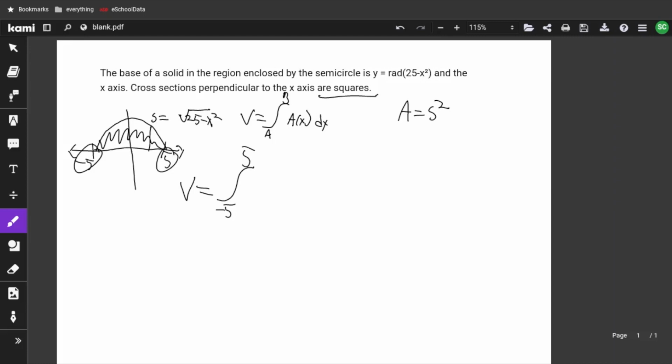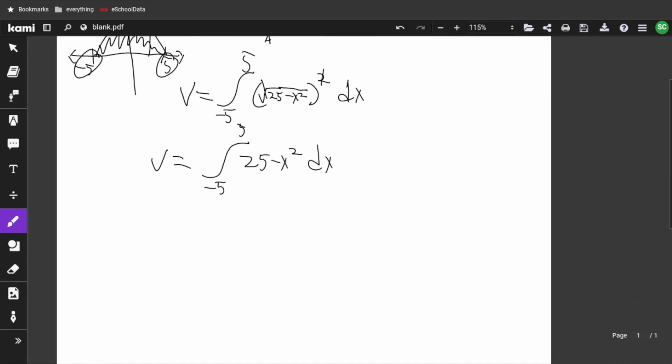And we know that the area is S squared. S is root 25 minus x squared, which will all be squared, dx. So here we have the area, 25 minus x squared. Now, what we are going to do from here is simplify. Because it is squared on the outside and we have a root, we can just bring this down as the integral from -5 to 5 of 25 minus x squared dx.